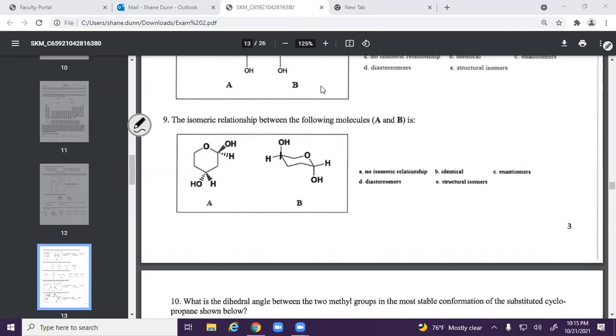1, 2, 3, 4. 1, 2, 3, 4, 5. 1, 2, 3, 4. 1, 2, 3, 4, 5. 1, 1, 2, 3, 4.